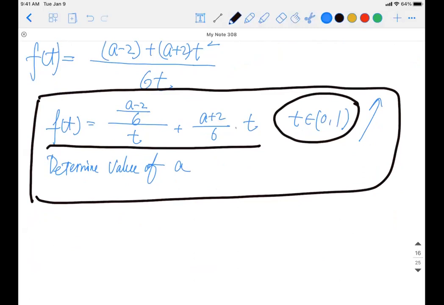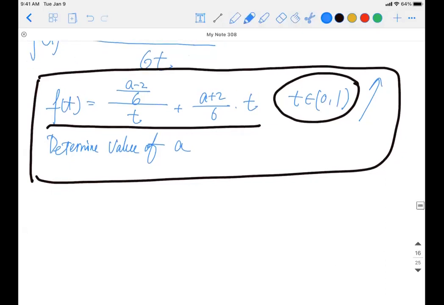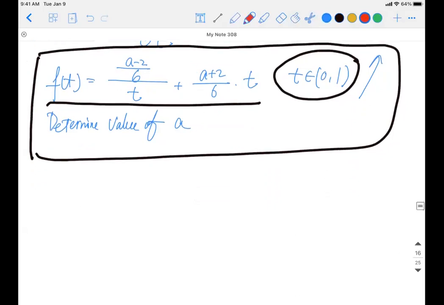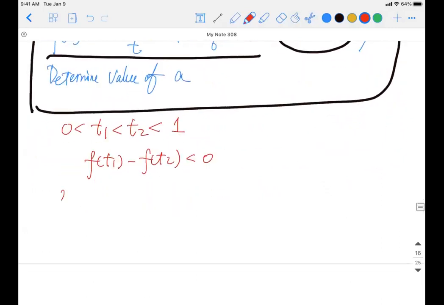Let's try to use the definition. What does increasing function mean? Let me try to use the color red, okay? Increasing function means if I have t1 lesser than t2, both between 0 and 1, right? Increasing function means f(t1) minus f(t2) will be lesser than 0, right? Smaller x corresponds to smaller y. This is increasing. Decreasing is the swap: smaller x, greater y.